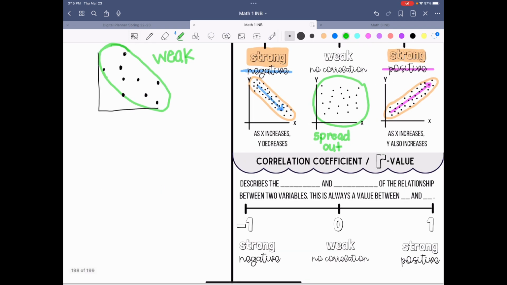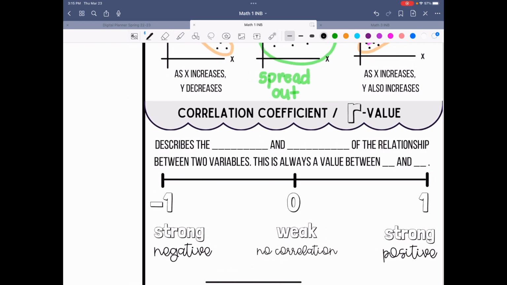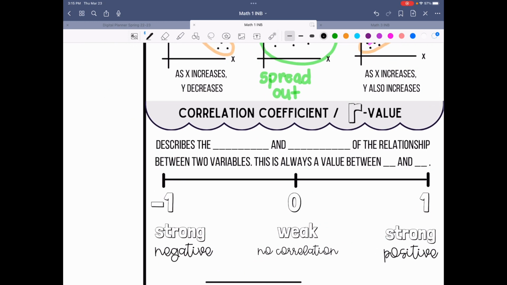Now, we also have what we call a correlation coefficient. The correlation coefficient is represented by the letter R. We will get to a point where we actually find the line of best fit for this information, and it's going to give you R equals some number. That R number tells you how good of a fit this information is. So that R value is going to tell you 2 things. It's going to tell you the direction.